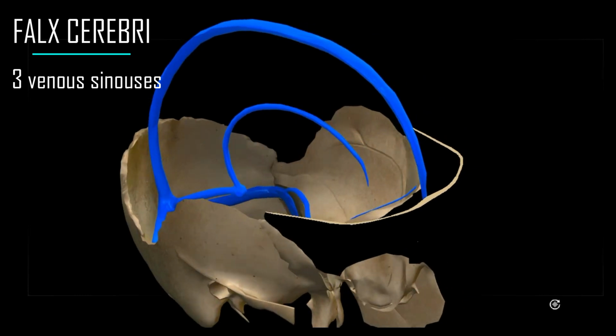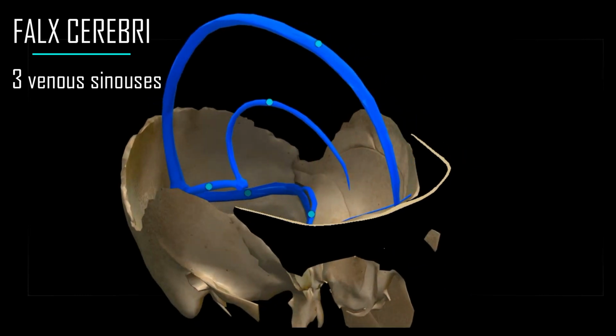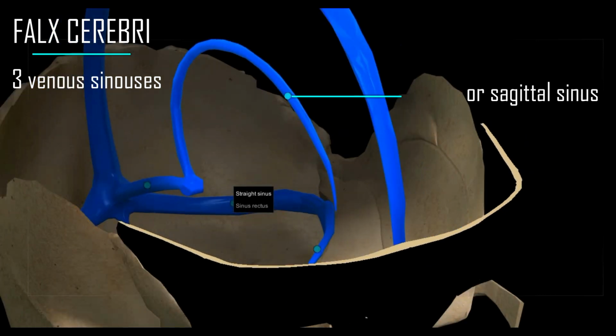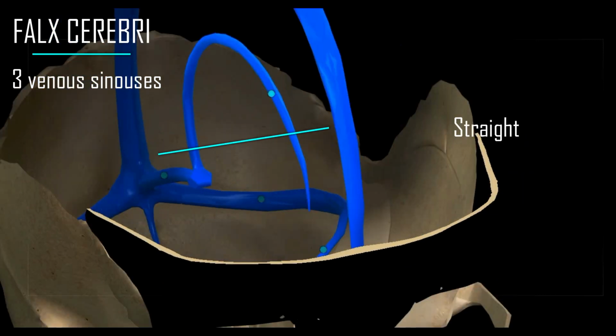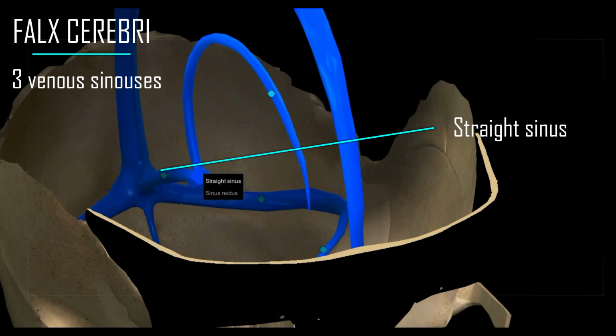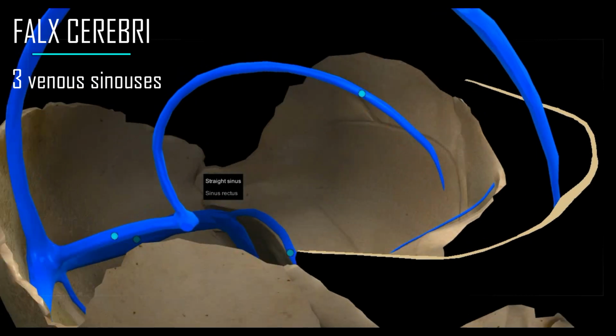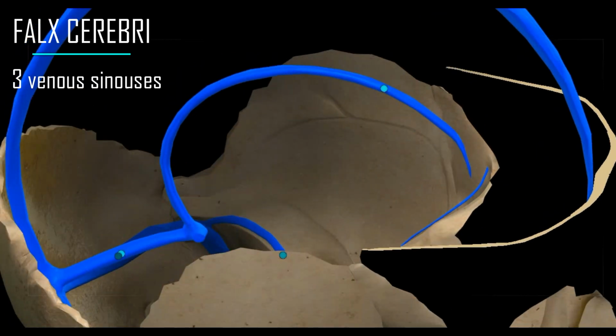In addition to this fold, three important venous sinuses are present. The superior sagittal sinus, which lies along the upper margin, the inferior sagittal sinus, which lies along the lower margin, and the straight sinus, which lies along the line of attachment of the falx cerebri to the tentorium cerebelli, that is, at the posterior end of the falx cerebri.